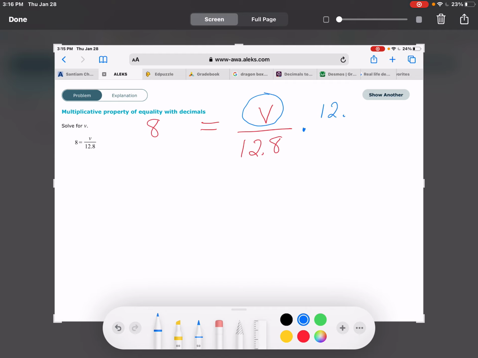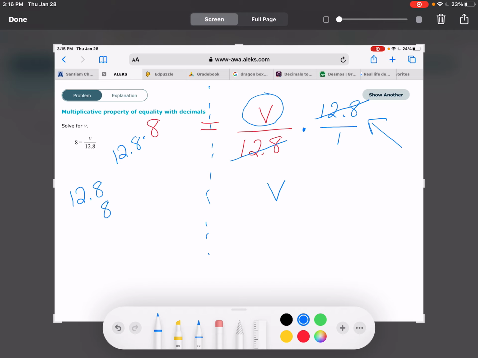So the opposite of division is multiplication. The opposite of multiplication is division. And the reason multiplying works in this case, I can think about that as over 1 if I want to, is that I can cancel just like that. These will become 1s, and I will have v all by itself. So we're still thinking about our balance scale. I'm not allowed to just randomly multiply by 12.8 unless I come over to this side and also multiply times 12.8.